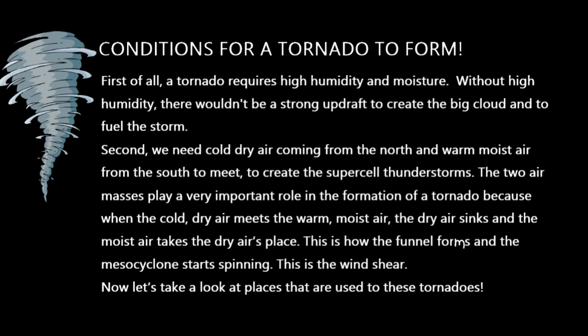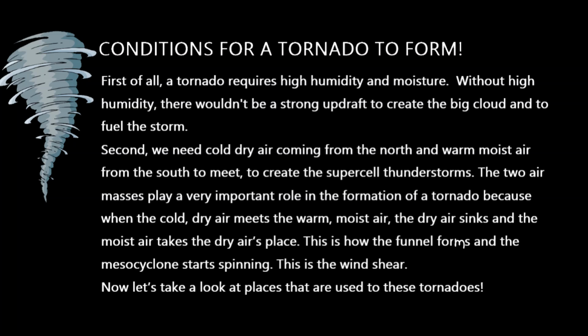Second, we need cold, dry air coming from the north and warm, moist air from the south to meet and to create the supercell thunderstorms. The two air masses play a very important role in the formation of a tornado because when the cold, dry air meets the warm, moist air, the dry air sinks and the moist air takes the dry air's place. This is how the funnel forms and the mesocyclone starts spinning. This is the wind shear.